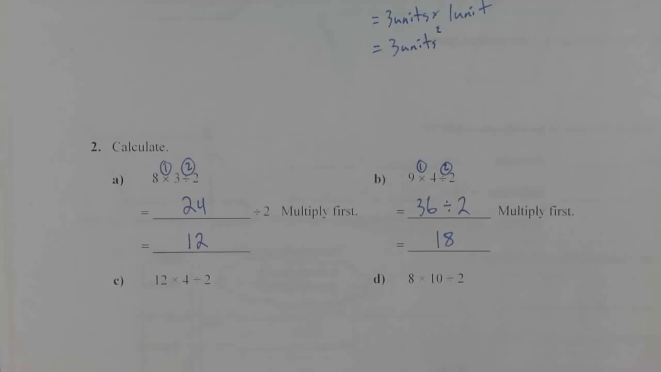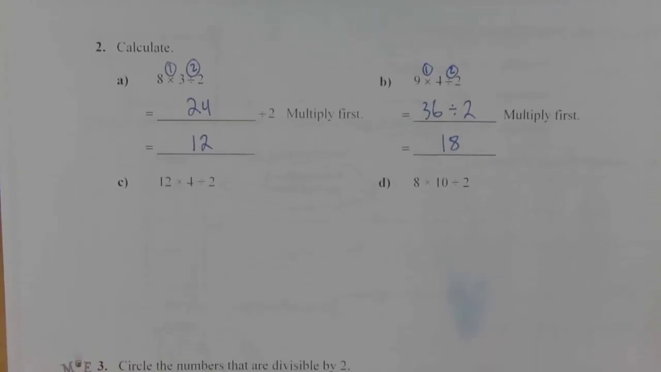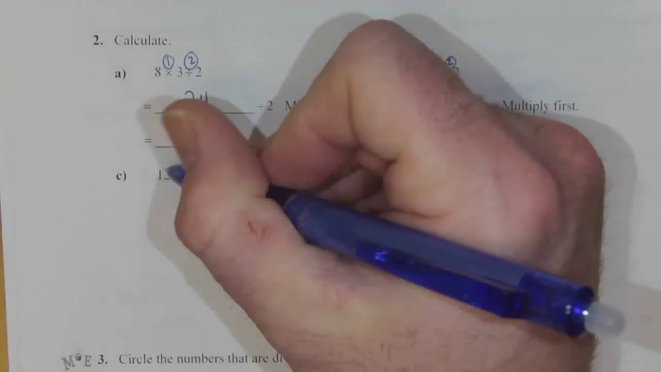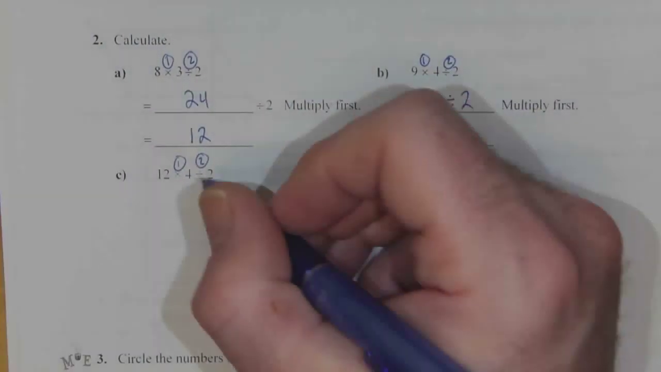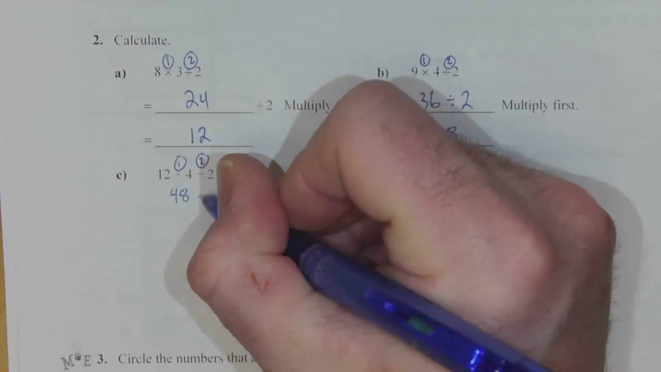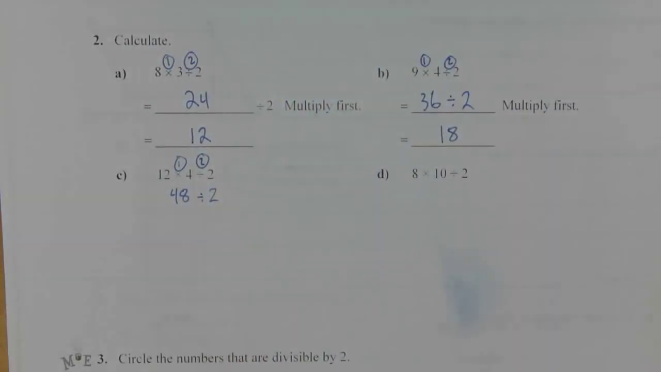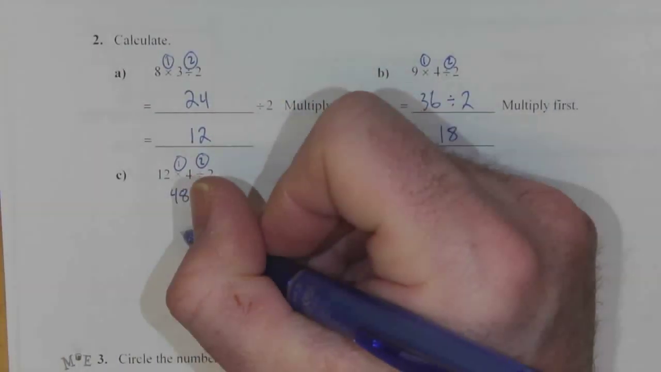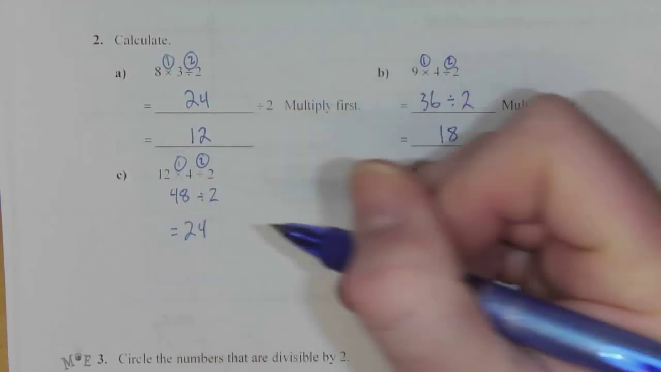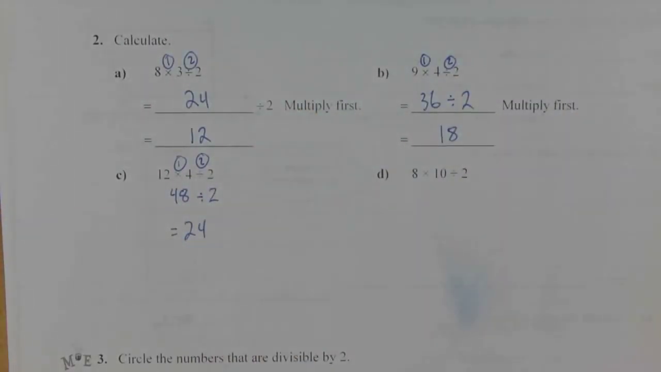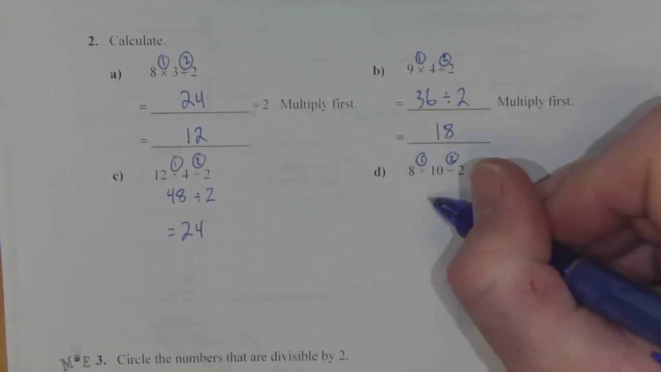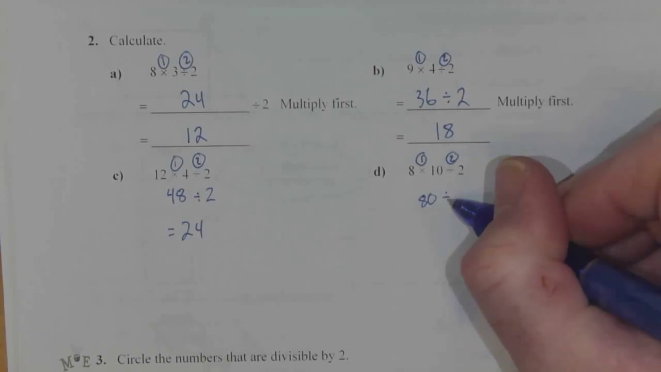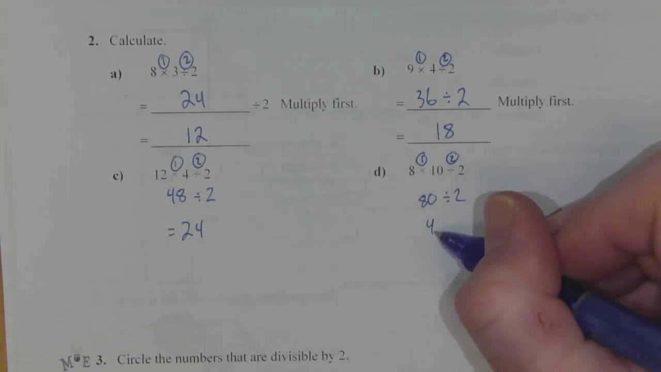Now these are all actually set up the exact same way. So multiplication first, division second. 12 times 4 is 48. And then we need to divide that by 2. So 48 divided by 2 is equal to 24. Multiplication first, division second. 8 times 10 is 80. Divide that by 2 gives us 40.